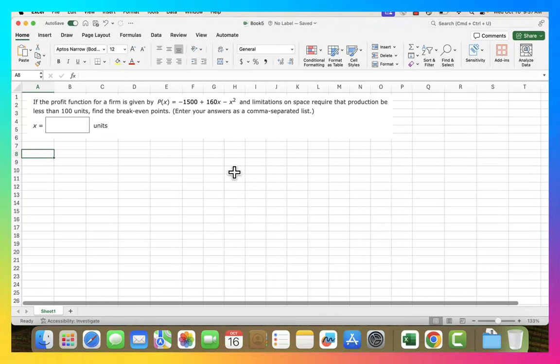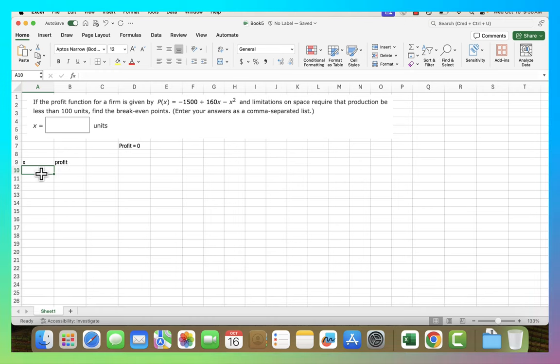The profit function for a firm is given by, and then we know what the profit function is. Find the break-even point. So given a profit function, break-even means that profit needs to equal zero. So it's good practice, and I'm going to try to always remember to do this for you. We're going to graph it first to get a feel for what the function looks like.